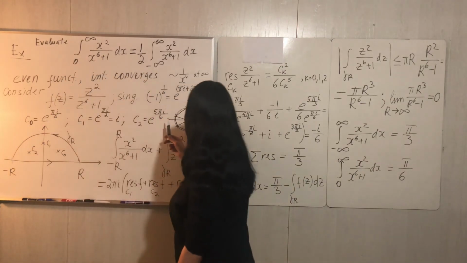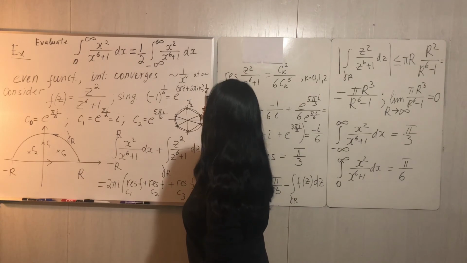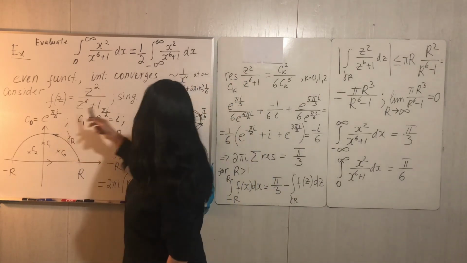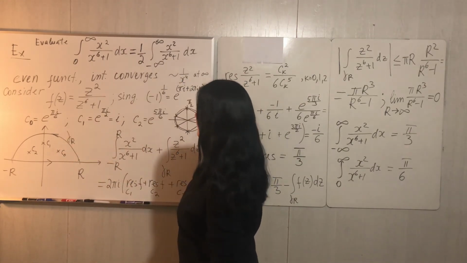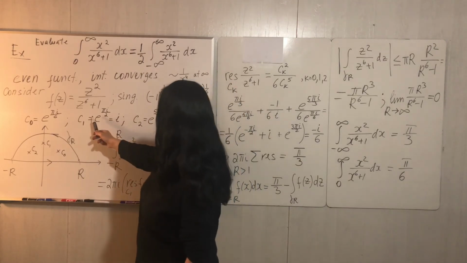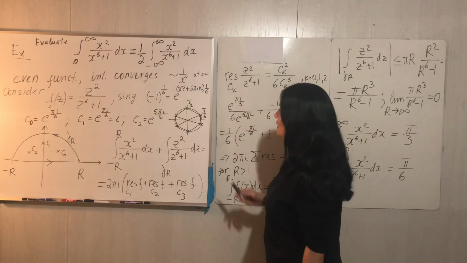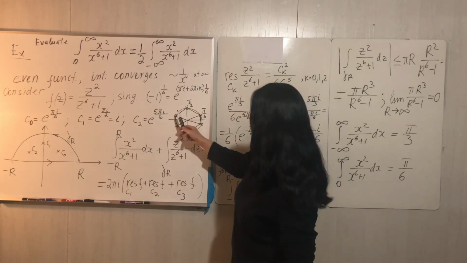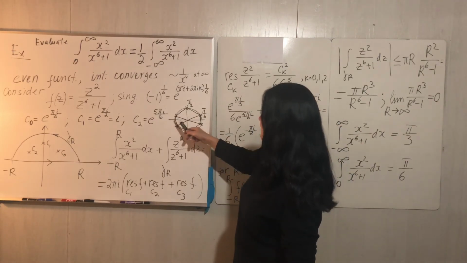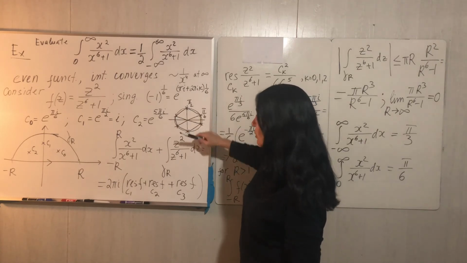Let's first compute the roots, right? If we put k equals 0, we will get just pi i over 6. K equals 1, we will get this root. K equals 2, we will get this root. And 3 of them are in the upper half of the plane, and 3 of them are in the lower half.